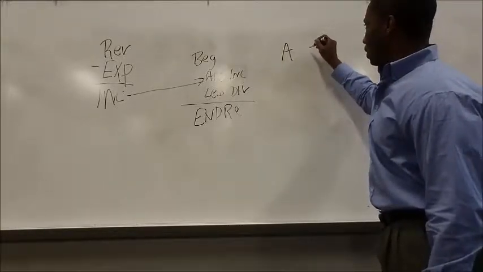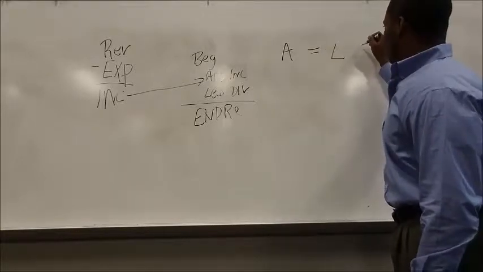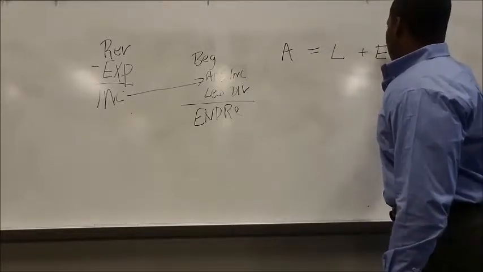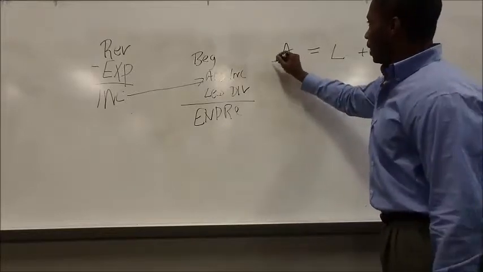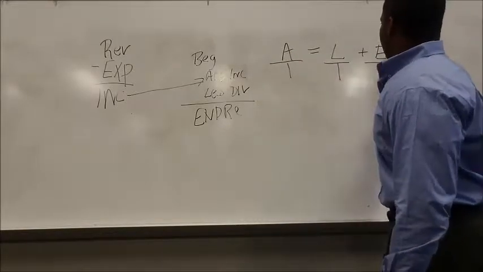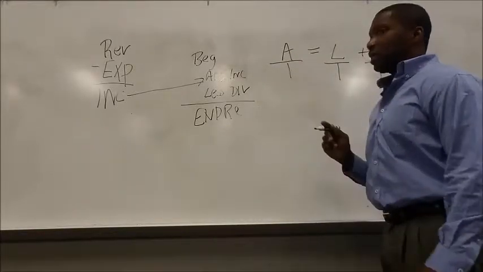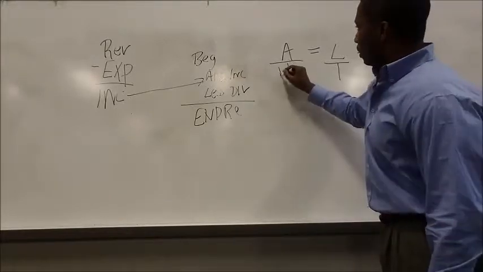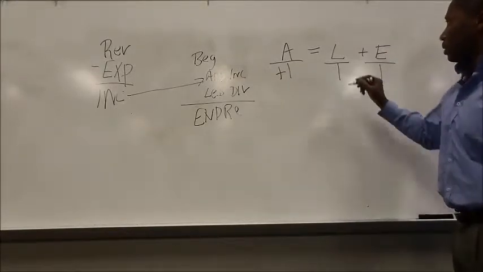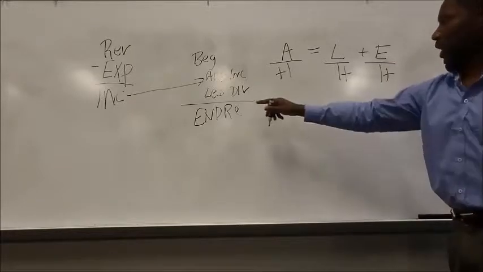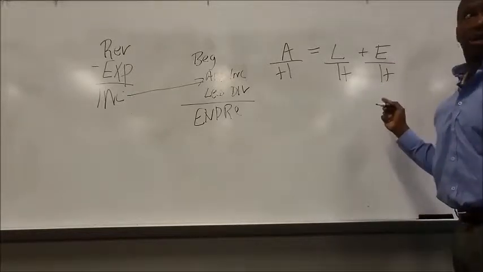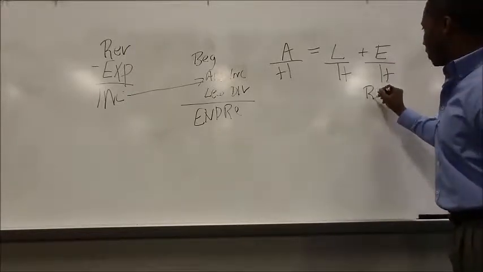Assets equals liabilities plus equity. And I want to make me some what? T accounts. How do I show an increase in assets? What about liabilities and equity? All right. Retained earnings is going to eventually end up in your what? Equity. So how do I increase my retained earnings?